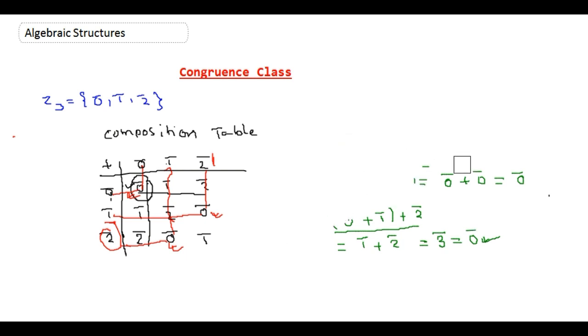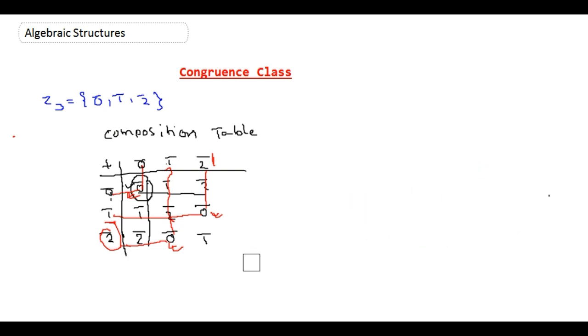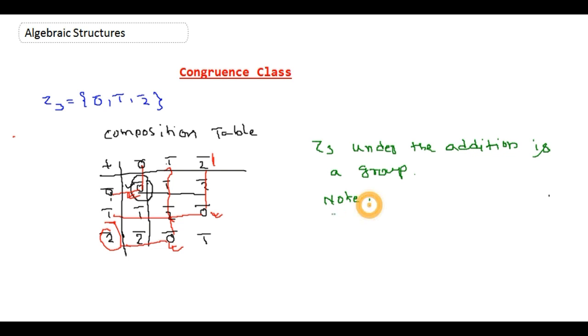So what we found: it is binary, it is associative, 0 is the identity element and each element has an inverse. So J3 under the defined addition is a group. So this forms a group. Basically, we denote this addition. So this is the notation.